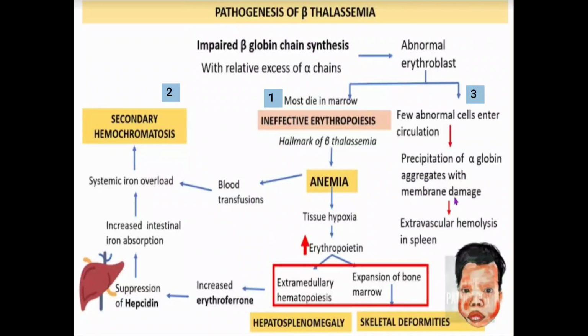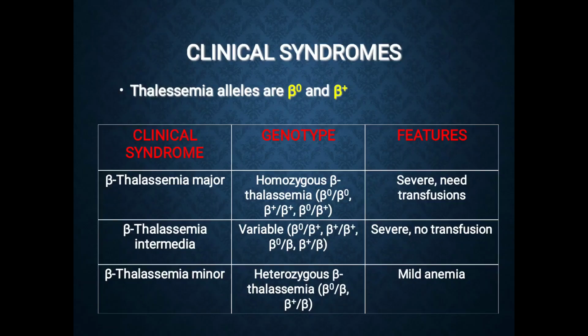Few abnormal cells enter the circulation. That is, when there is ineffective erythropoiesis, abnormal erythroblasts, few abnormal cells enter the circulation. These few abnormal cells get precipitated because there is excess of alpha globin chains, leading to extravascular hemolysis in the spleen. So there is splenomegaly due to this also. These abnormal RBCs are destroyed in the spleen, leading to splenomegaly. So this is the pathogenesis of beta thalassemia.